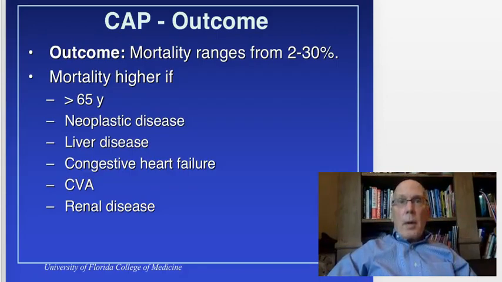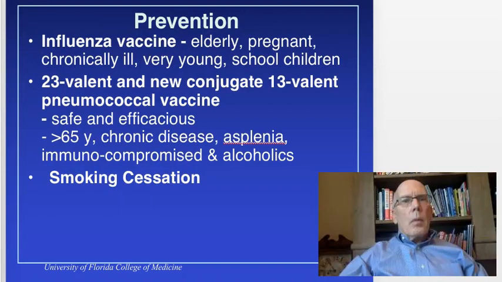What is the outcome of community-acquired pneumonia? Mortality ranges from 2 to 30%, and mortality is higher in patients 65 years of age or older, in patients with neoplastic disease, liver disease, congestive heart failure, and if they have suffered a cerebrovascular accident or have significant renal dysfunction. Given the potential severity of pneumonia, prevention is very important, and vaccination can not only prevent disease, but reduce disease severity.